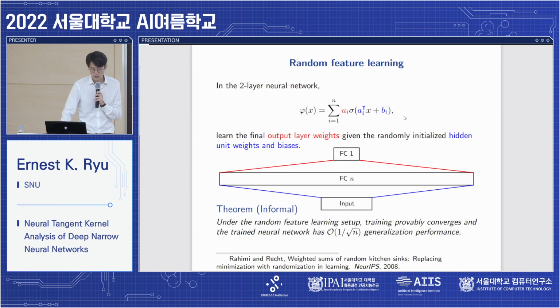And in this setup, which is referred to as the random feature learning setup, training provably converges because training actually becomes a convex optimization problem. And the trained neural network has a certain nice generalization performance. They even have a quantitative result that is of order 1 over square root of n. So this is a nice result. It states that not only does the approximation exist, here is an explicit algorithm as to how you can find this approximation. There is a specific implementable training algorithm that you can use, and you have a theoretical guarantee as to how it will perform.